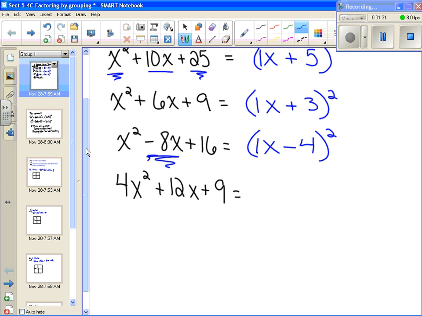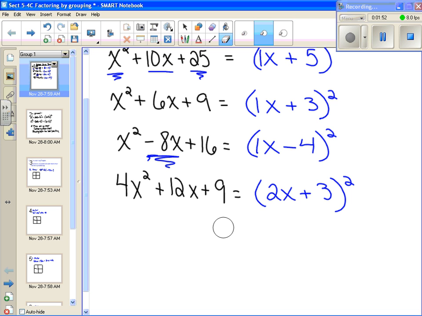On this last one, and this is where it can save you a lot of time, the square root of 4x squared is 2x. Since they're both plus, this is going to be plus. The square root of 9 is 3. So we think this is the answer. And if you check this, 2 times 3 is 6. So we have 2 times 3 is 6. And if you double this, you get 12. So that means it works.